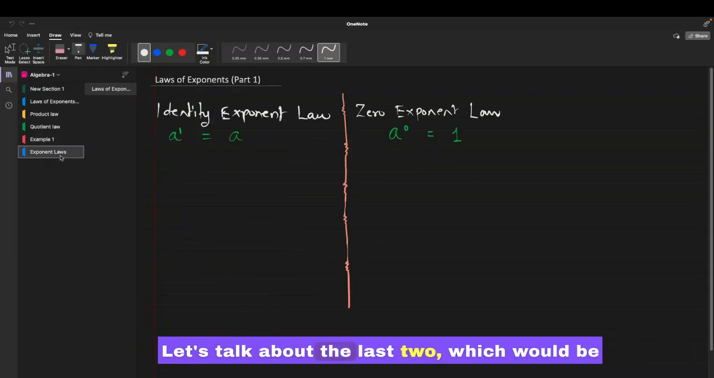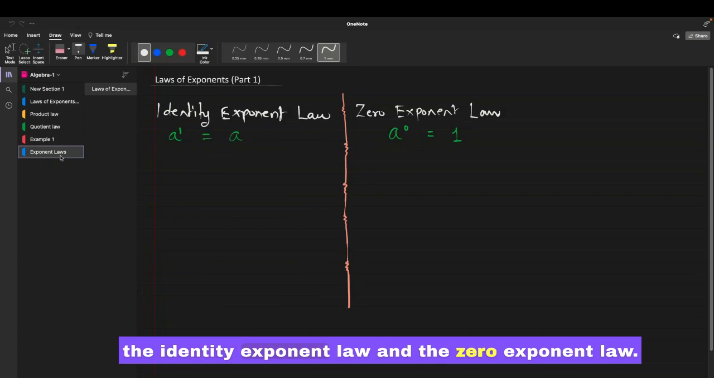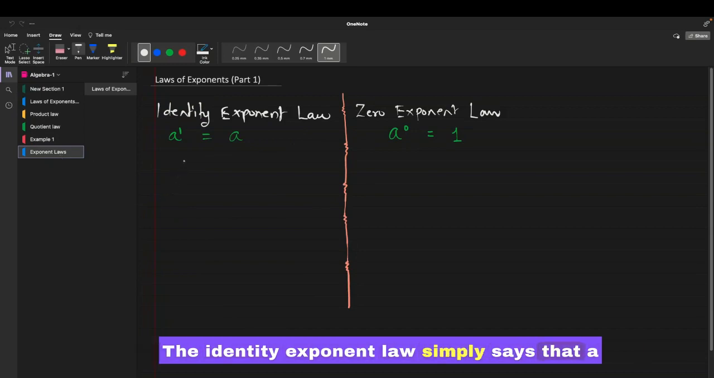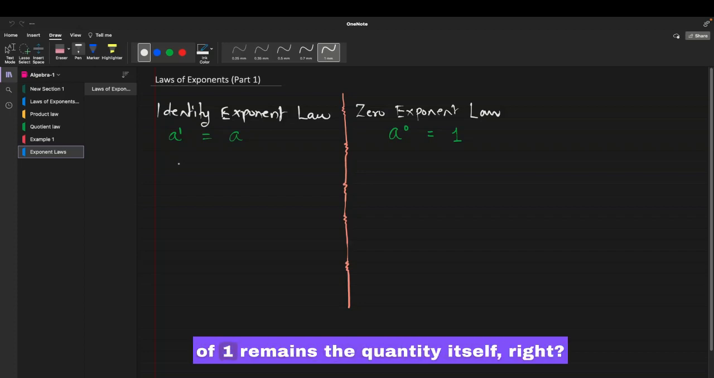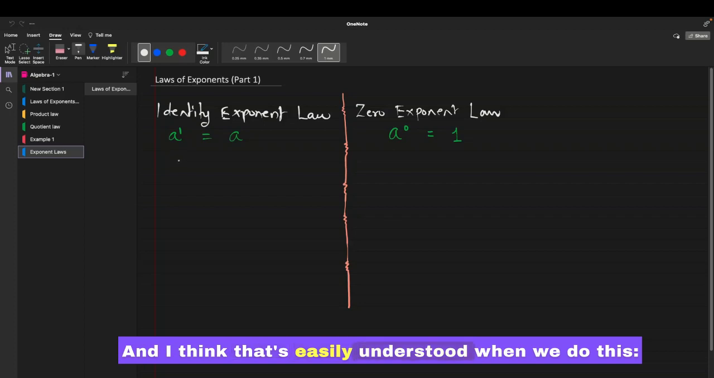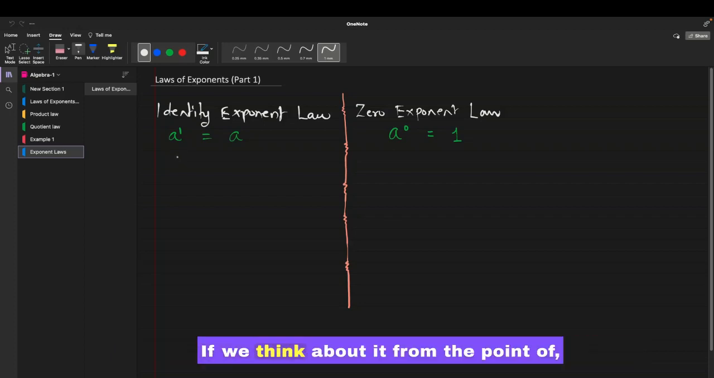Let's talk about the last two, which would be the identity exponent law and the zero exponent law. The identity exponent law simply says that a raised to the power 1 remains a, right? Any quantity raised to the power of 1 remains the quantity itself, right? And I think that's easily understood when we do this, right? If we think about it from the point of view of what a raised to the power 1 means, it means a appearing one time, and that is simply equal to a, right?